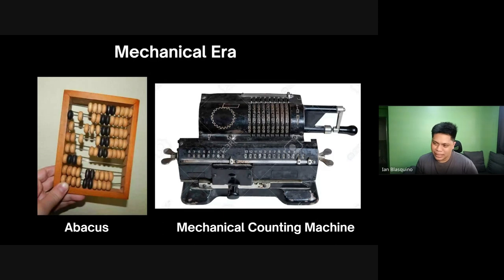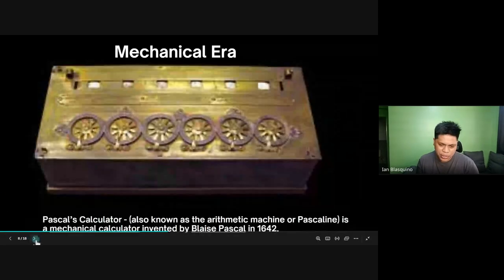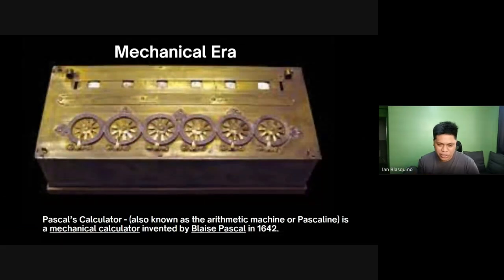After the abacus, as we can see on the slide, the mechanical counting machine. So diyan nagsimula, which is ang pinaka purpose nitong mga mechanical era na to is for calculations. Then after the period ng abacus, nagkaroon naman ng tinatawag natin na mechanical calculators. Dito naman sa period na ito ng mechanical calculators, during the 17th and 18th century, nagkaroon ng mga devices to automate arithmetic or na-automate yung adding and subtracting.